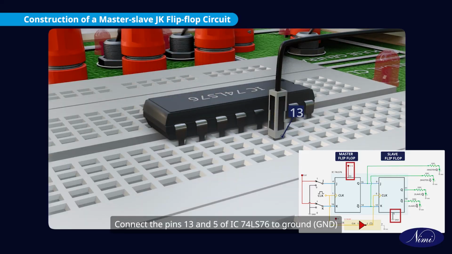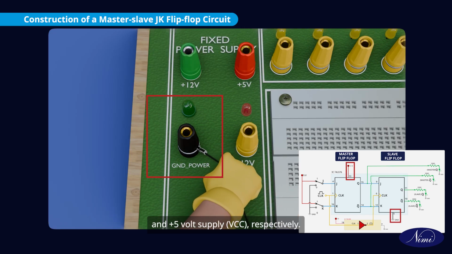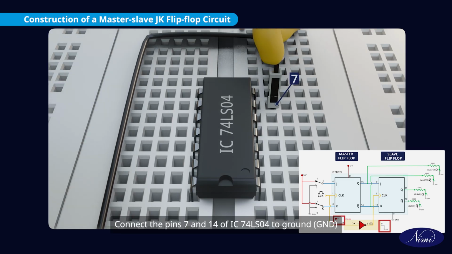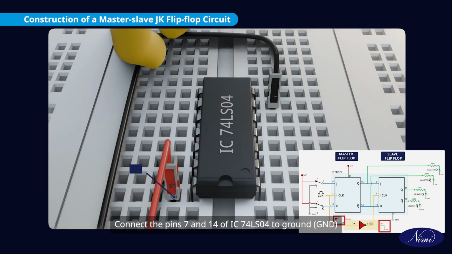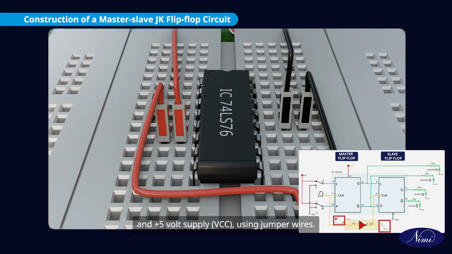Connect the pins 13 and 5 of IC74LS76 to ground and plus 5 volt supply respectively. Connect the pins 7 and 14 to IC74LS04 to ground and plus 5 volt supply using jumper wires.